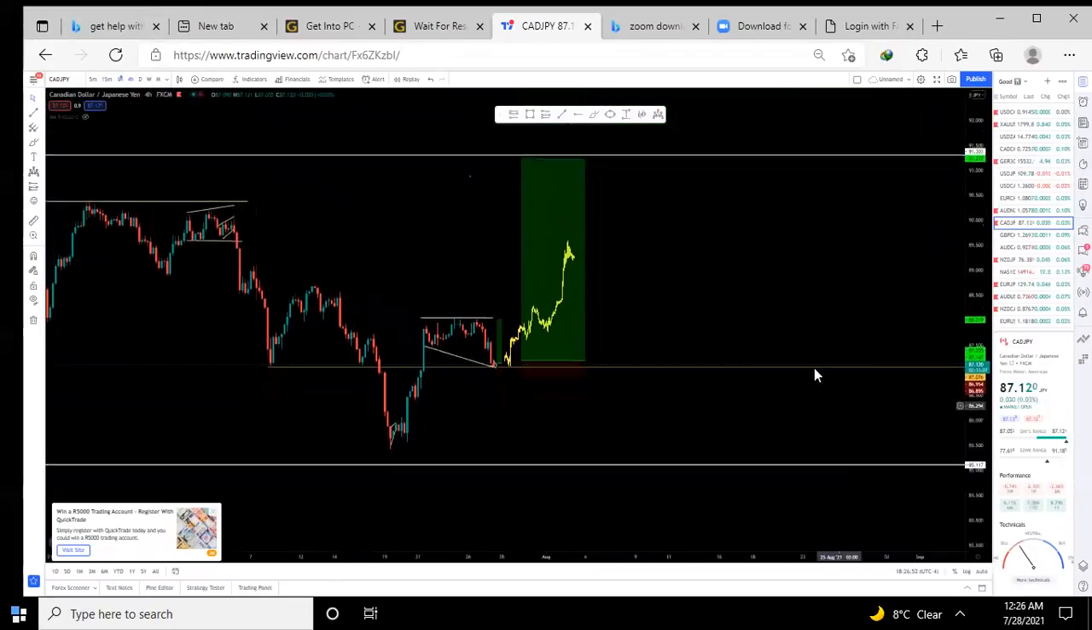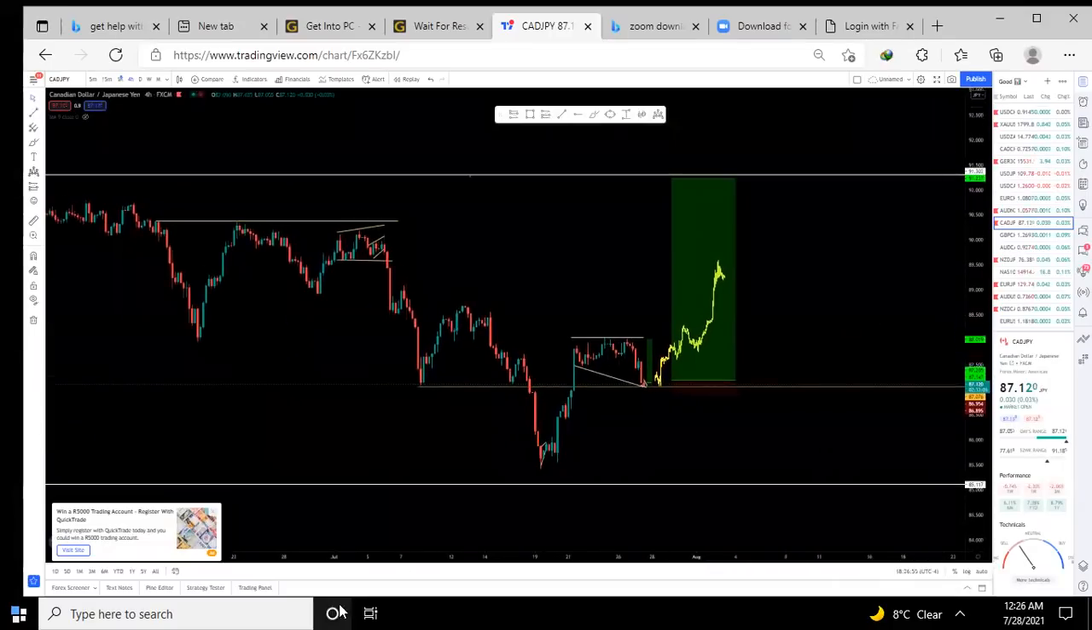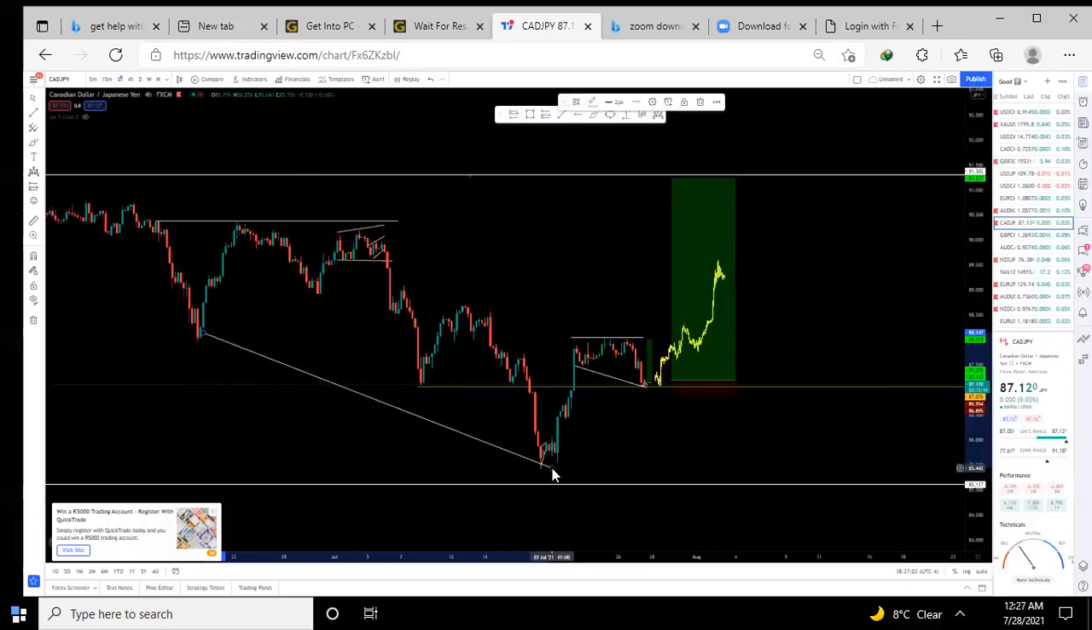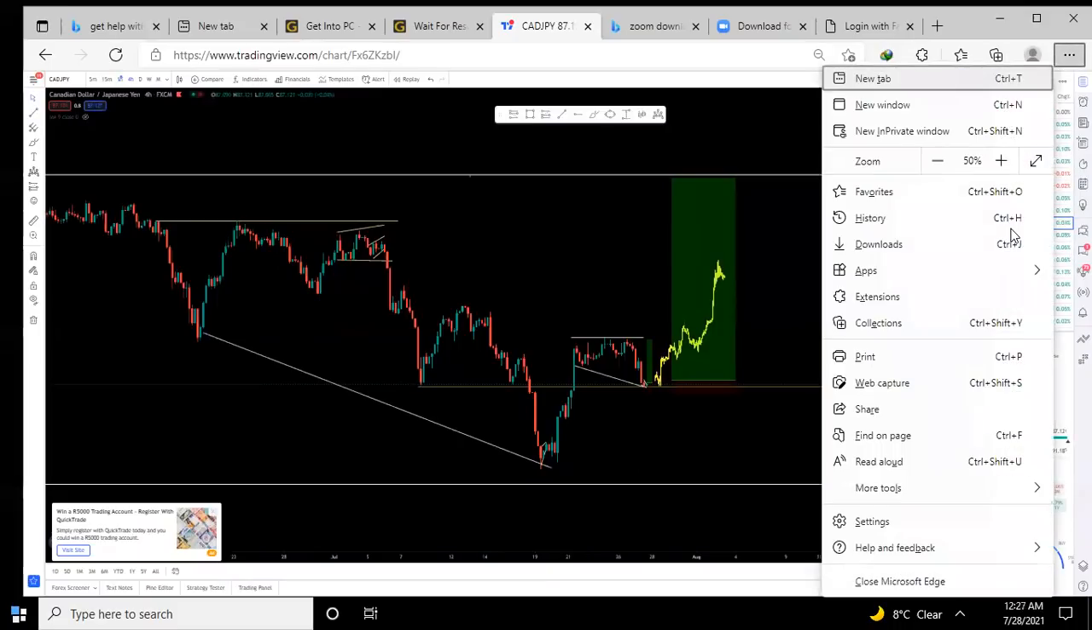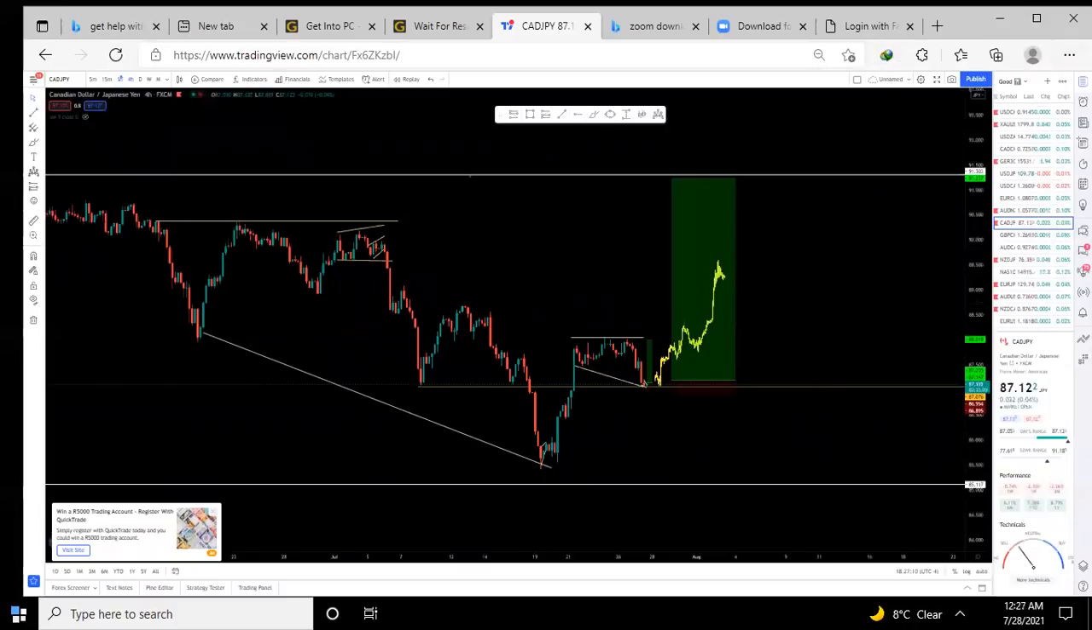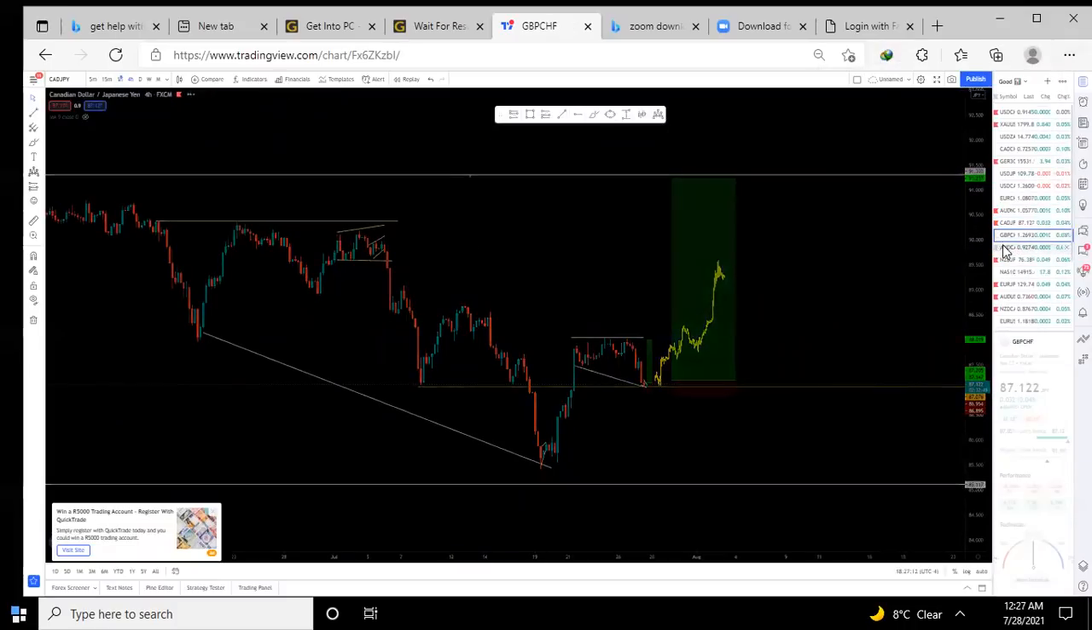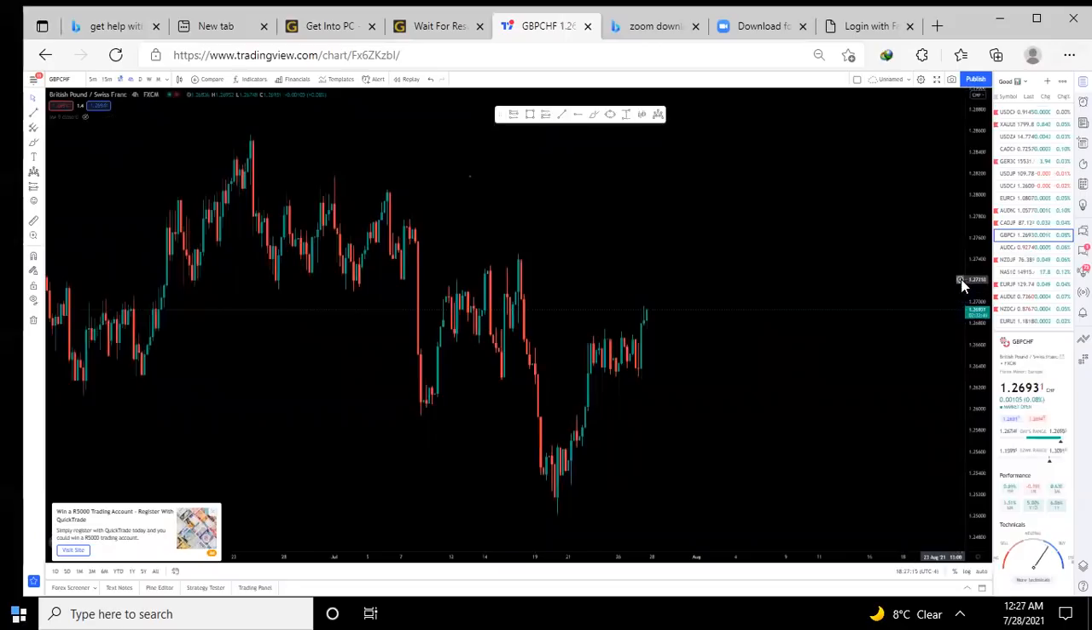So what I'll do, I'll just monitor my trades and see how they go. But once you see those things, you can't unsee them. It's not that simple to unsee them. Okay, that was CAD JPY, guys.